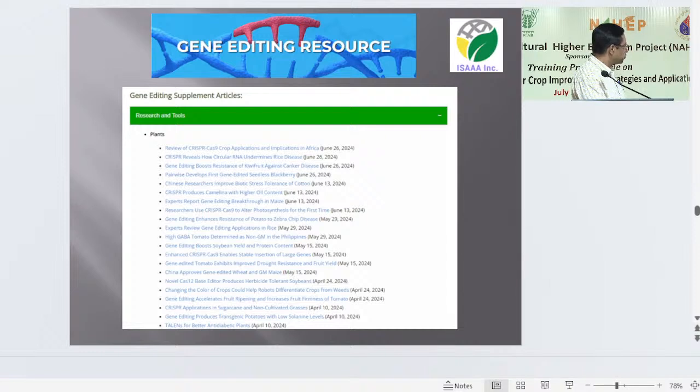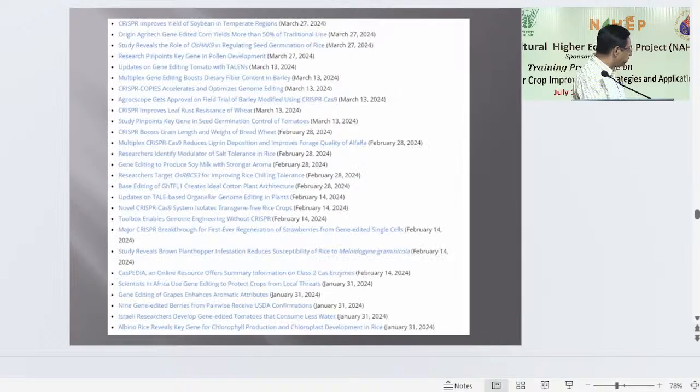I just took it to show that this is the gene editing resource, and all these technologies like CRISPR reveal how circular RNA undermines rice disease, gene editing boosts resistance of kiwi fruit against canker disease, Chinese researchers improve biotic stress tolerance of cotton. This is from June 2024 to only January 31. I didn't have much space. So gene editing of grape enhances aromatic attributes. CRISPR improves leaf rust resistance in wheat. So many developments are taking place. So many products are coming up.